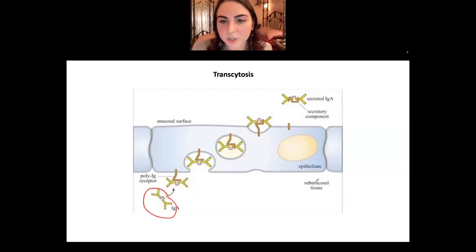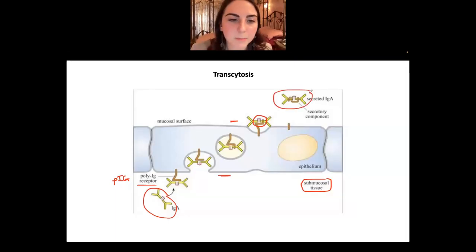So we're in the tissue, in a mucosal area. There's a certain receptor called the poly-Ig receptor, which you can also see as PIG, that binds to IgA. Then it undergoes a process known as transcytosis, which is just taking it from one part of the cell to the other part of the cell. When it releases it, the secretory component, which is just a part of the poly-Ig receptor, remains bound. This is what allows it to be secreted. So if you have a genetic defect, maybe in the poly-Ig receptor, it's going to look like an IgA deficiency because you're not going to be able to secrete IgA.